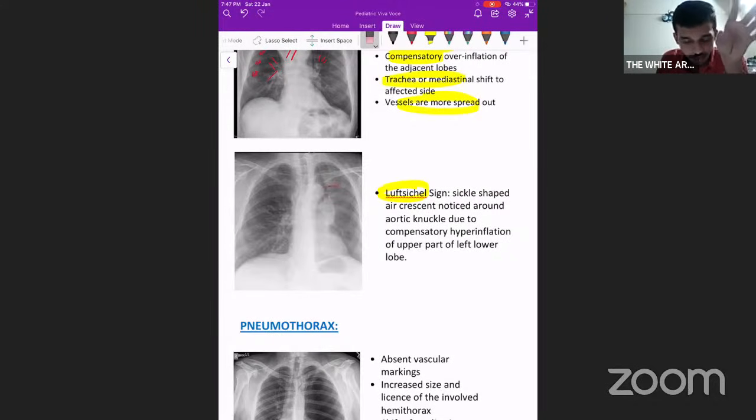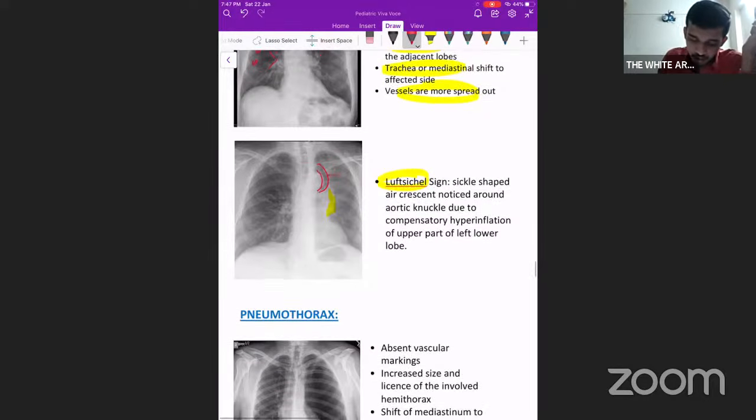When there is a left middle lobe collapse, as you can see over here, what happens? The left upper lobe hyperinflates. When this happens, you get a sickle shaped radiolucency around the aortic knuckle. That is because of the compensatory hyperinflation of the upper part of the left lower lobe.